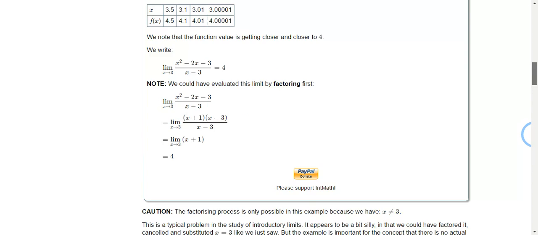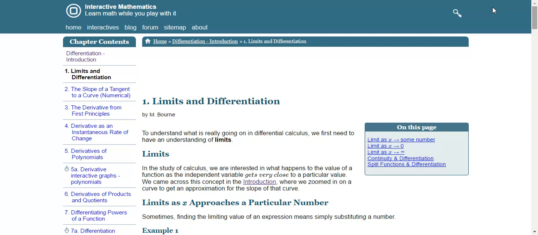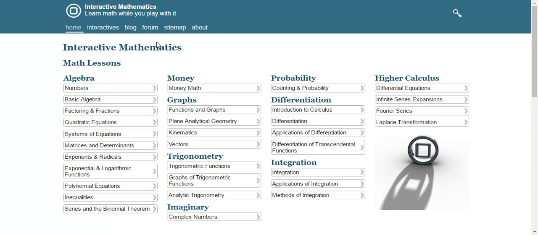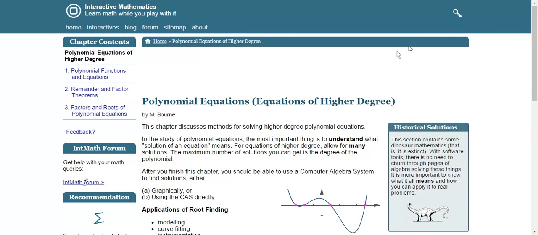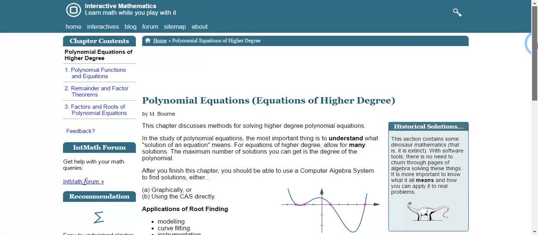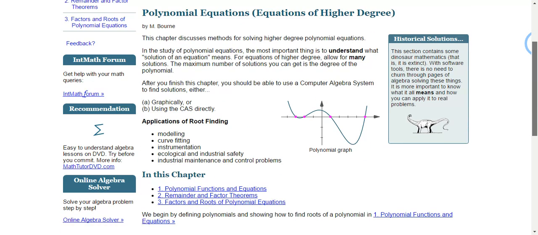So far, I really like this site, but it doesn't only have to be used for a higher level. It can also be used for just algebra. So if we come over here, let me pick a fun one. Polynomial equations, let's go there. So we have done this recently. If we go over here, it gives you a nice little layout of how you can go about learning this.